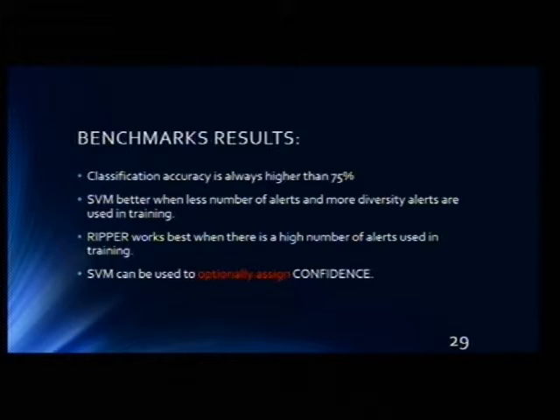The benchmark results: classification accuracy is always higher than 75%. The SVM, or the vector machines, are better when there are fewer alerts and more diverse alerts. Ripper works best when there is a high number of alerts used in training. And then, as I mentioned previously, vector analysis can be used to optionally assign confidence to the classifications.